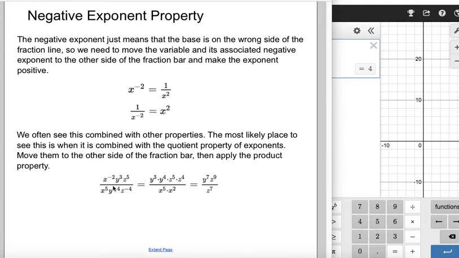So here you can see that we have some negatives. We have this x to the negative 2, and we have this y to the negative 4, and the z to the negative 4. So the first step that they've done is they moved the x to the negative 2 that was on the top to the bottom. They moved the y to the negative 4 up to the top, and they moved the z to the negative 4 up to the top. Then they applied the product rule to simplify it all down to get the answer.